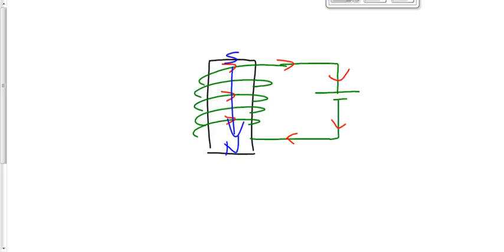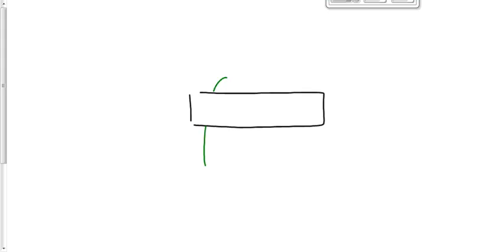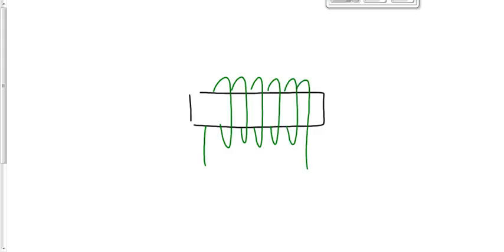Let's try one more here. This one's going to be a little bit different though. This time we're going to have a coil of wire going around like this. We're going to have a battery set up like this. Oops, we're not going to have a battery set up like that necessarily. We're going to have the north pole of a magnet right there and the south pole right there.